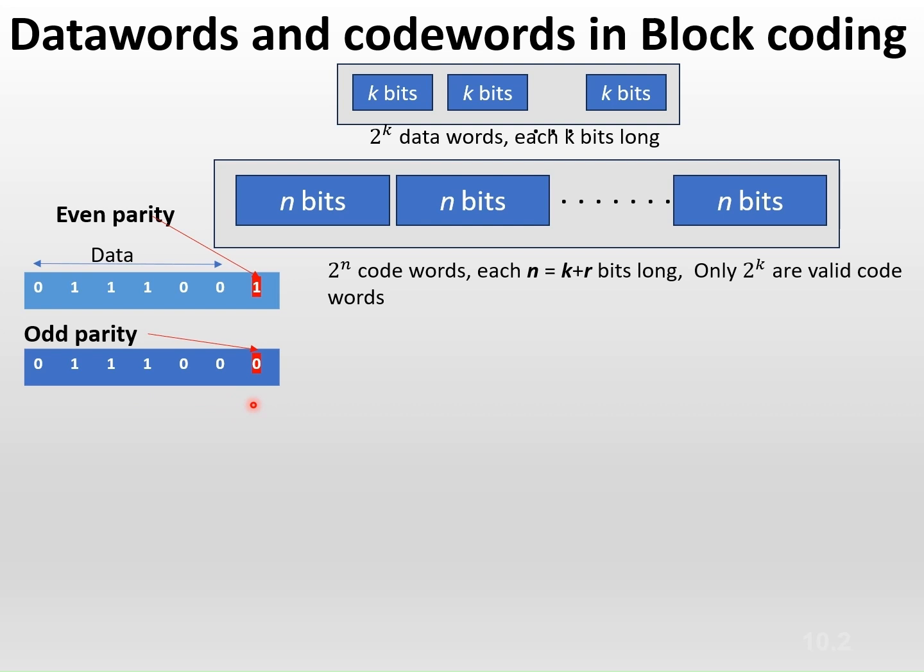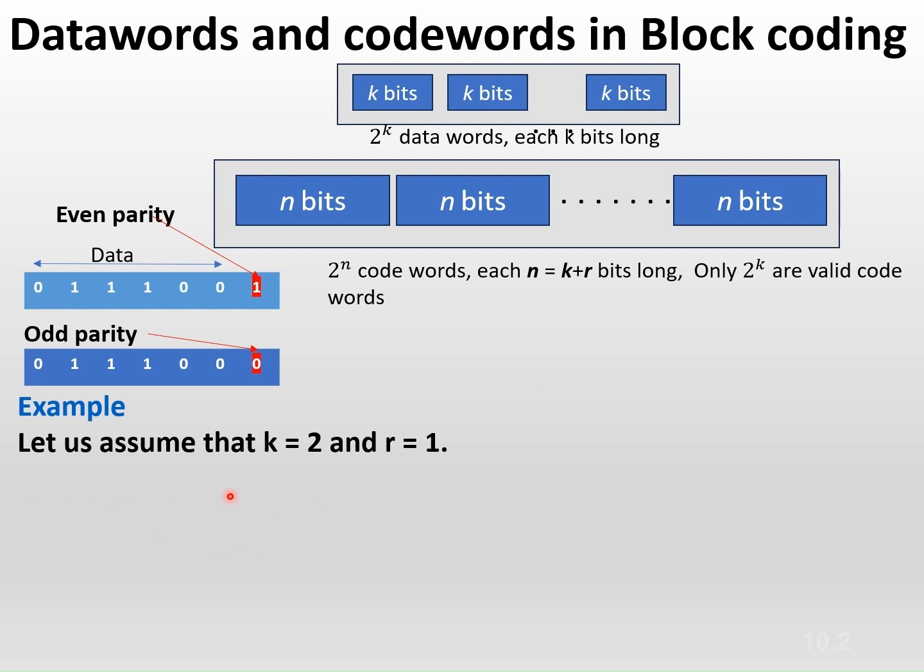With the odd parity scheme, because in the data word 3 ones are there, a 0 will be added to keep an odd number of ones. So either even parity or odd parity is applied in a simple scheme.